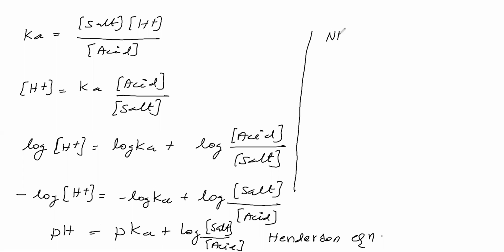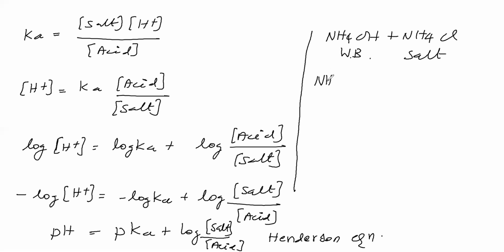Basic buffer in the sense, let us take ammonium hydroxide plus ammonium chloride. This buffer solution we will take. Here ammonium hydroxide is a weak base. Ammonium chloride is a salt of this weak base and strong acid. Therefore, now it is called a basic buffer. For this basic buffer, how to find pH of solution we'll see.